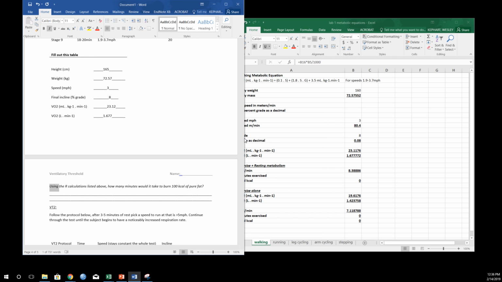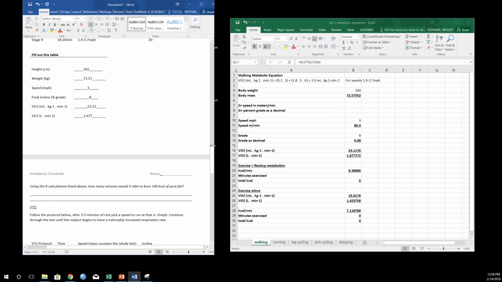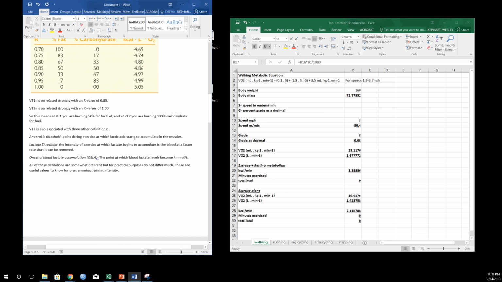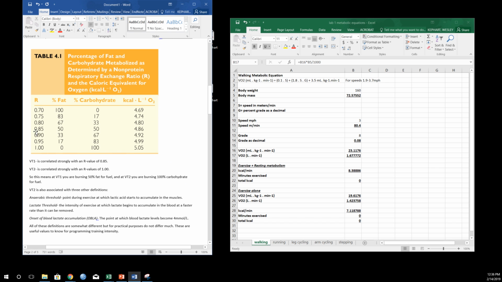Some things you might have to actually manipulate in here. If you look back up here, 0.85, we would have to multiply the liters of oxygen, which is right here, by 4.86. So in this kcals per minute, I have listed 5. That's a good average, but go up here and change that to 4.86. There we go.